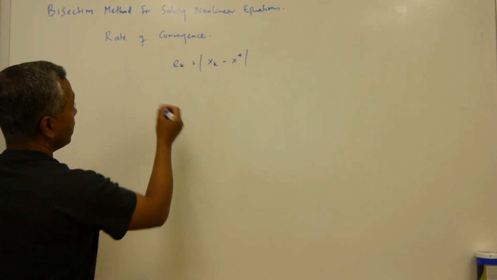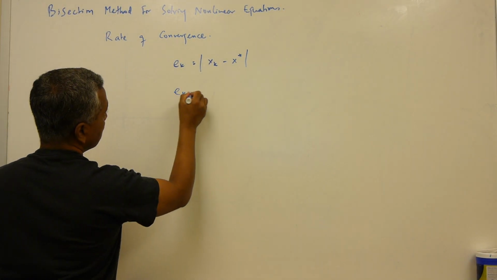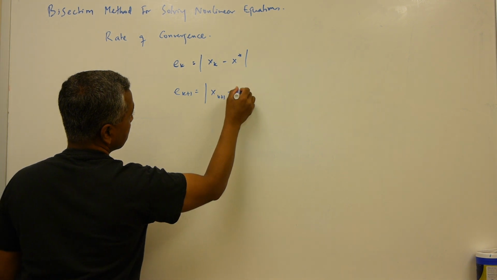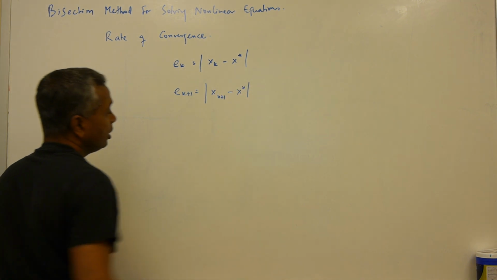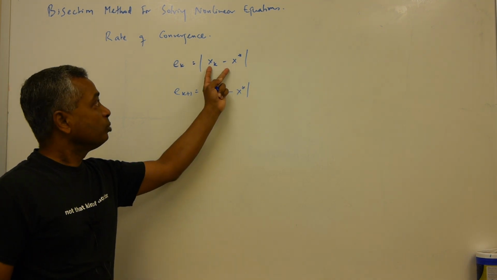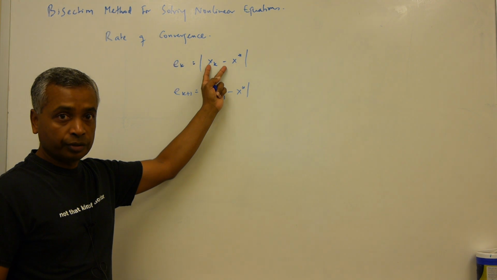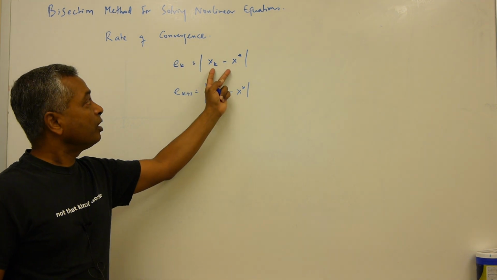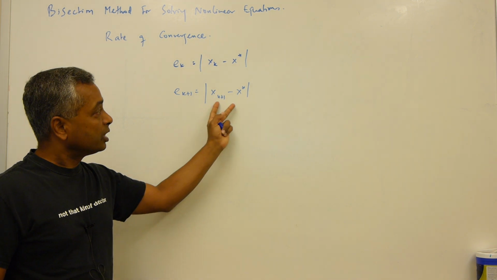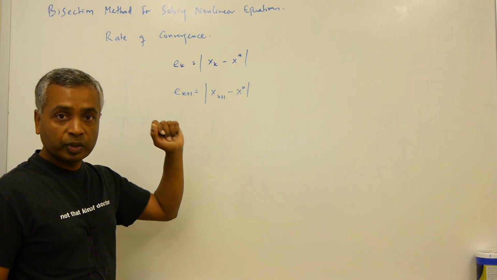So I can also define e of k plus 1. This is x of k plus 1 minus x star. Once again, x star is a real root, and the error simply says, how far are you from the real root? So ek is how far you are in the worst case from the real root. Ek plus 1 is the same thing at iteration k plus 1.